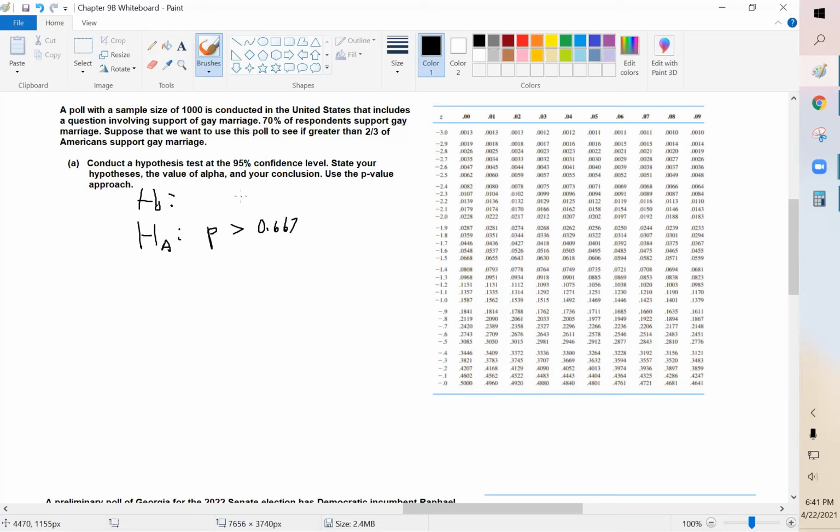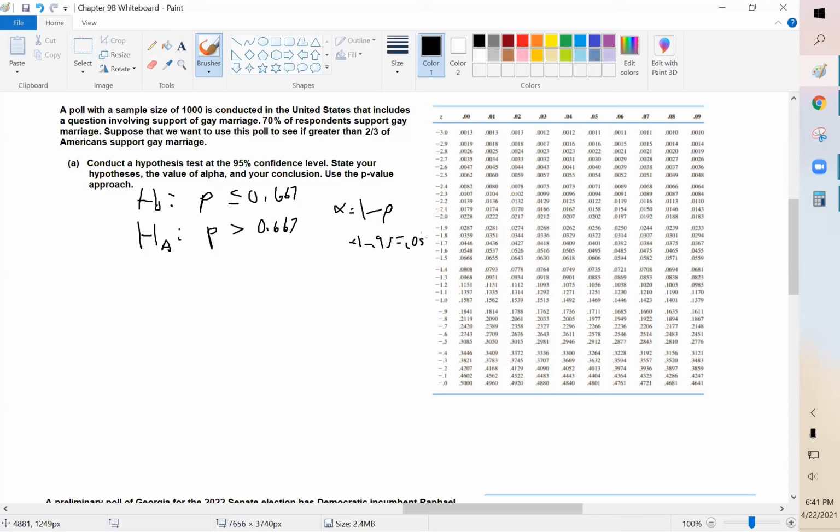The null, you can do one of two things. On the exam, what I will do is I will specify the signs for you. So all you'll have to do is figure out the values. In this case, we'll just go with the opposite. So less than or equal to 0.667. Our alpha is equal to 1 minus our rho. Our rho is our confidence. So 1 minus 0.95. So 0.05.